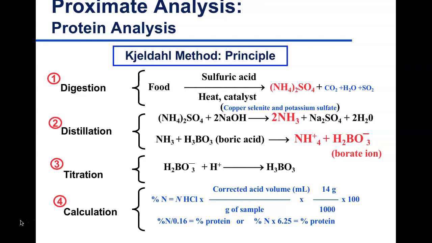So what first happens in Kjeldahl, we digest our food with sulfuric acid at 400 degrees Celsius. That's about 95% concentrated sulfuric acid, so it can be a little bit dangerous. We use the heat, that 400 degrees Celsius, and a catalyst. The catalyst can vary in composition a little bit. A lot of them have copper selenate and potassium sulfate in them. Any ideas on what the catalysts might be doing? What's the obvious one? Yeah, speeding up the reaction.